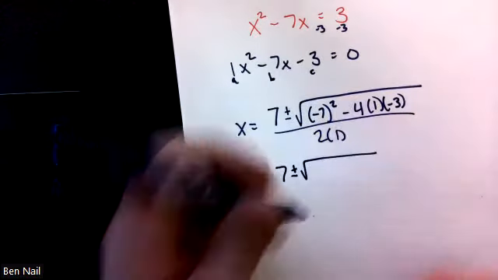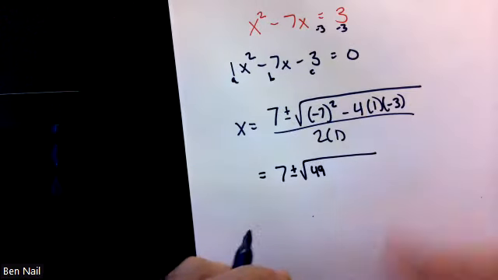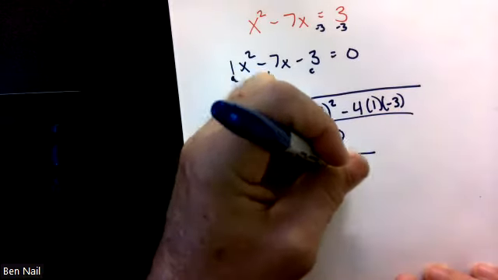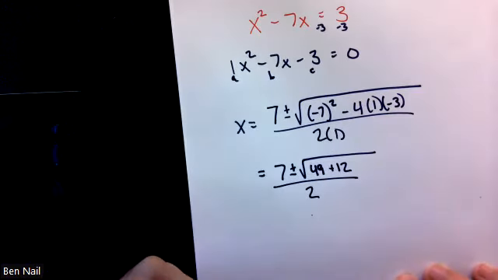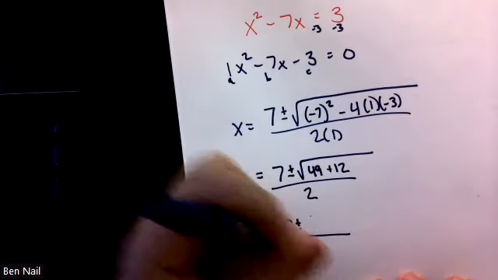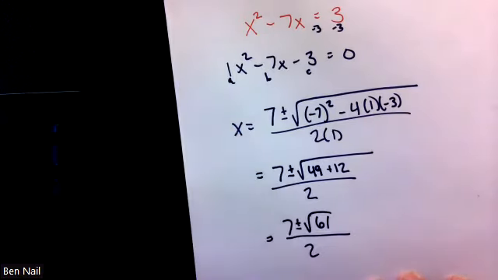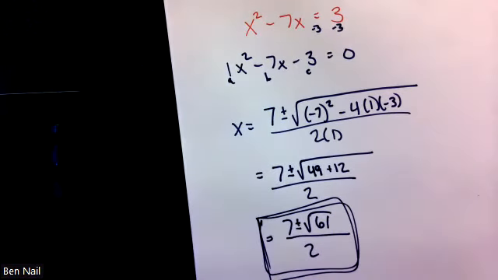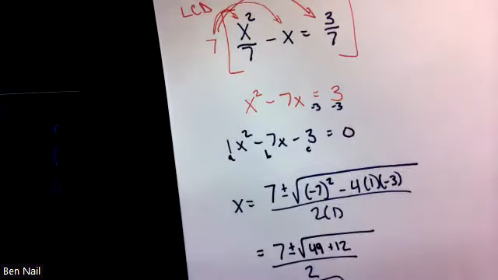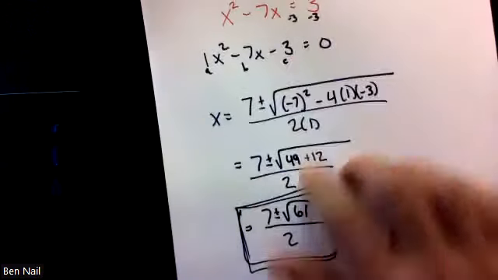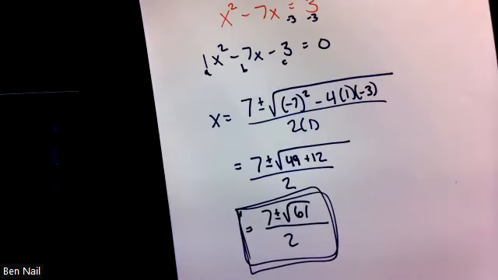So again, -7 quantity squared is a +49. -4 times 1 times -3, that's +12. All over 2. 49 plus 12 is 61, which doesn't break down. So we get 7 plus or minus the root of 61 all over 2. So when you get one of those fraction problems, remember, it's not so scary. Multiply by the lowest common denominator, and that will clear your fractions. From there, solving using the quadratic formula is not too terrible.